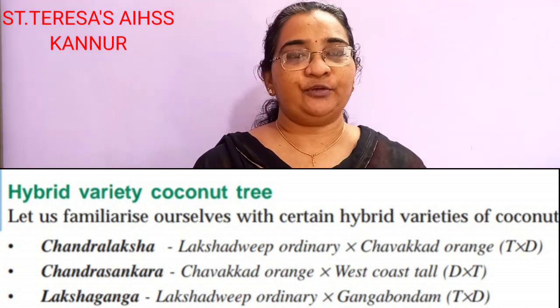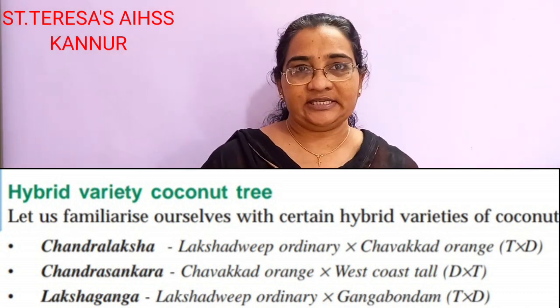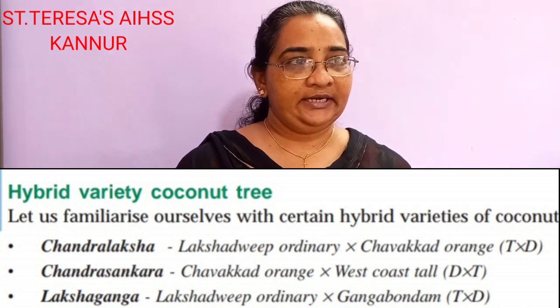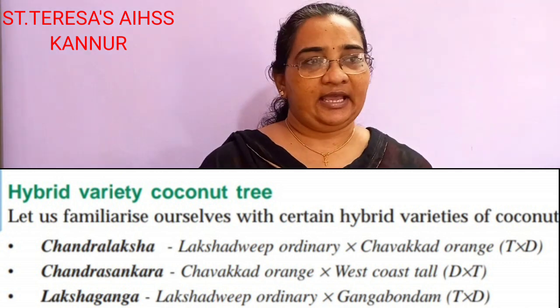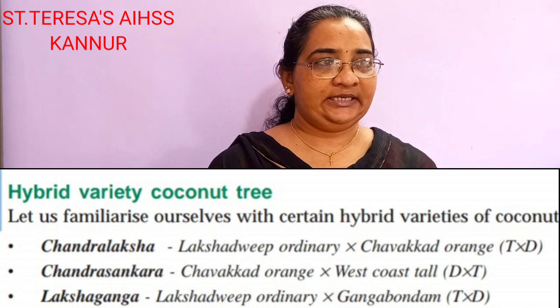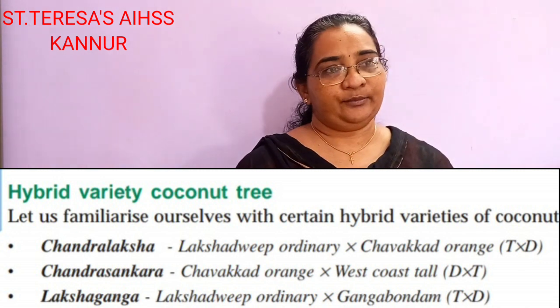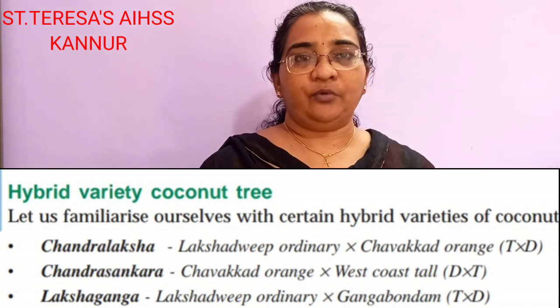So did you understand, when you go to buy, they will say this is T into D. T into D coconut. So now you must understand what is T into D. What is T into D? Tall into dwarf. So combination of both. Next one is Chandra Sankara. What is Chandra Sankara? Chowghat orange and West Coast tall. So that is dwarf into tall. D into T. Next is Laksha Ganga. That is Lakshadweep ordinary into Gangabondam. That is T into D. So these are the different qualities produced through hybridization of tall variety and dwarf variety.